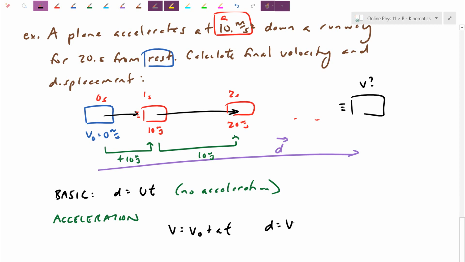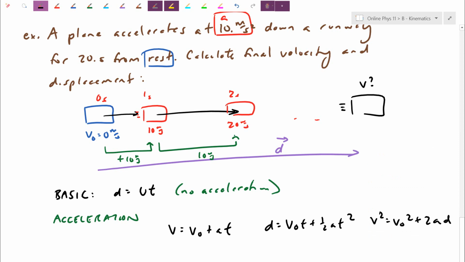The new formula, d is equal to v naught t plus 1/2 at squared, is a somewhat more thorough version than the basic motion equation. And then when we put these two equations together, we had v squared is equal to v naught squared plus 2ad. All of these formulas are written for you on the formula sheet.